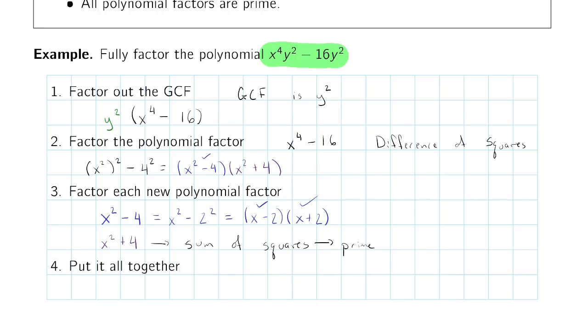I can now put everything together. So I've got my GCF, y squared, and then I've got my x minus 2 times x plus 2. And finally, my x squared plus 4. And that now is my original polynomial, x to the fourth y squared minus 16y squared, factored fully.